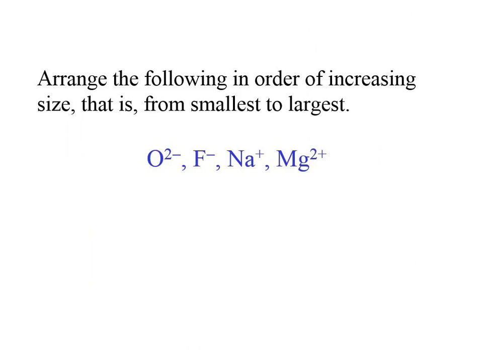Okay. So now here's a little bit of a catch. We talked about isoelectronic species. I love that term. These things are all isoelectronic with neon. Oxygen picks up 2 electrons to be like neon. Fluorine picks up 1 electron to be like neon. Sodium loses 1 electron to be like neon. Magnesium loses 2 electrons to be like neon.